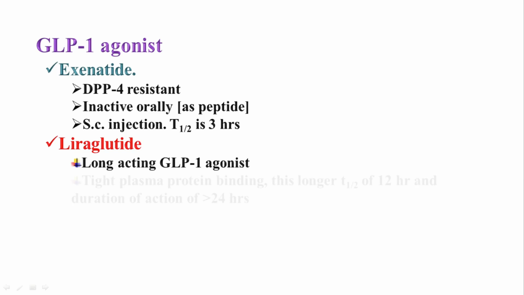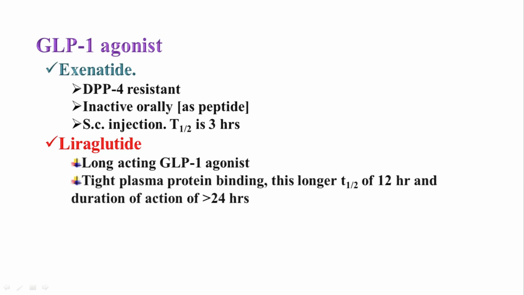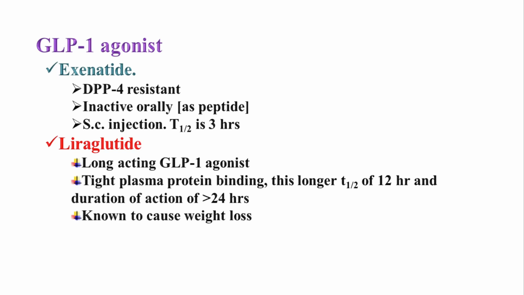This is a long-acting GLP-1 agonist. This has a tighter plasma protein binding, and that's why it has a longer T-half of 12 hours. The duration of action is more than 24 hours. Now with insulin and all insulin-like drugs, weight gain can be a problem, and hence liraglutide is good because it is known to cause some weight loss. Okay. So basically, if it causes weight loss, wouldn't it be a great idea to give this in diabetics who are obese?